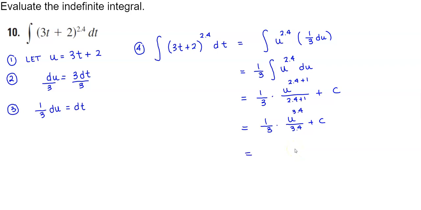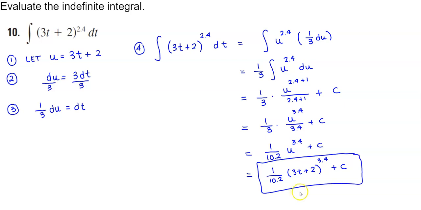Okay, now we're going to rewrite the fraction. So this is going to be 1 over, well, 3 times 3.4 is going to give us 10.2, times u^3.4 plus c. And now we're going to go ahead and put in the substitution for u, which is 3t + 2. So this is going to equal 1 over 10.2 times (3t + 2)^3.4 plus c. And therefore there is our result.